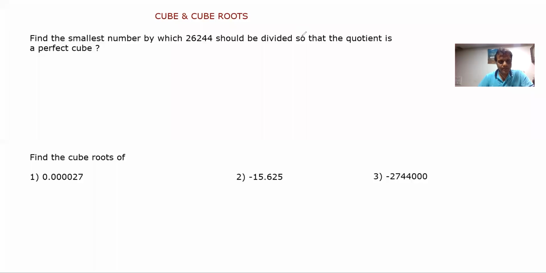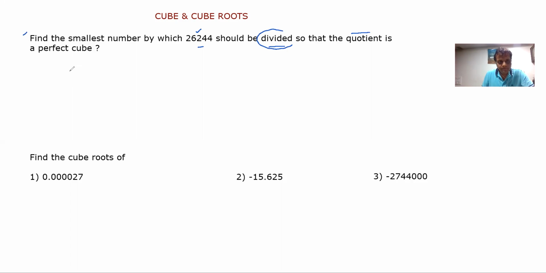Hi students, we continue with the chapter cube and cube roots, and we will try to do a few more sums today. In the last video, we had done a very similar question, where we had to find the smallest number by which a number should be multiplied so that the number is a perfect cube. In this question, which is a bit different, we are asked to find the smallest number by which this number should be divided so that the quotient is a perfect cube.